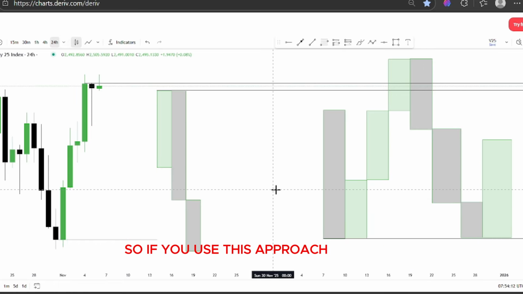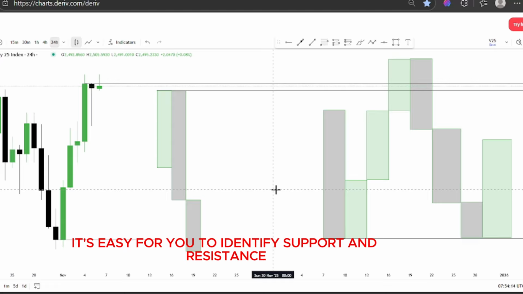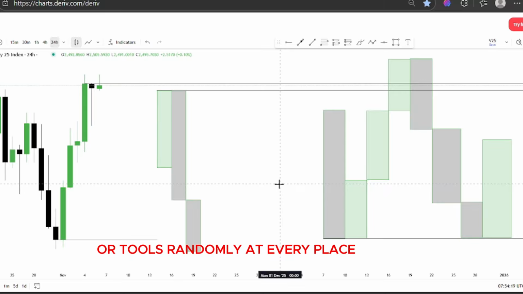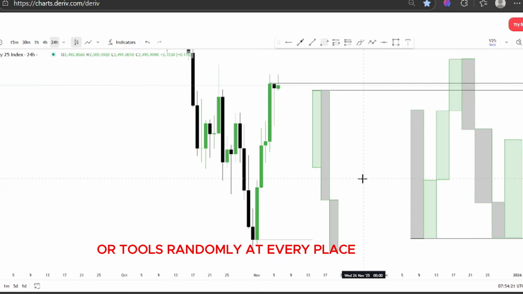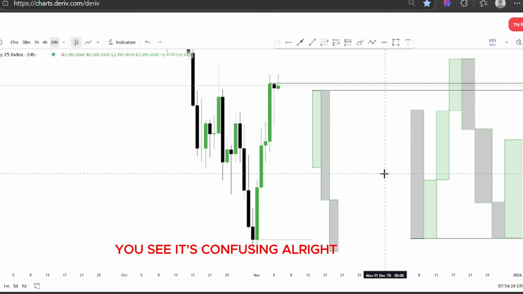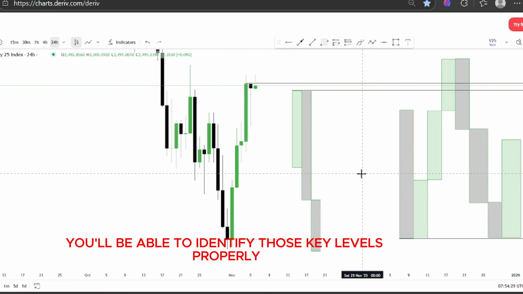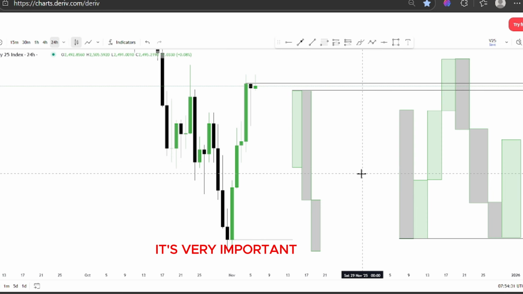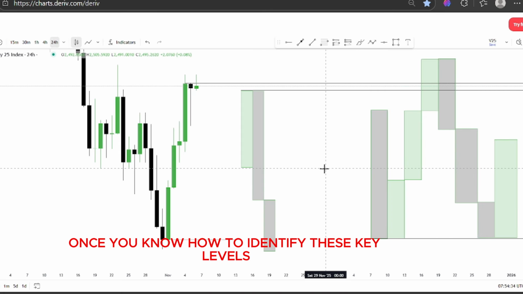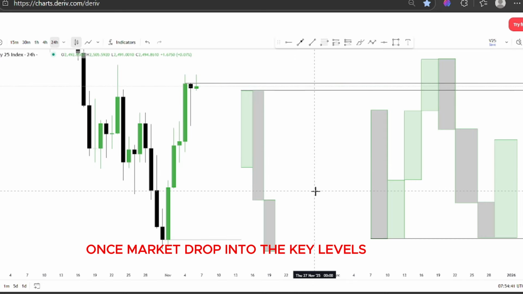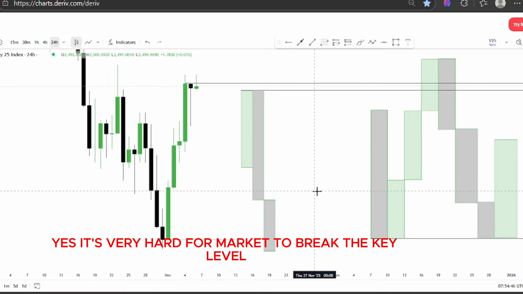So if you use this approach, it's easy for you to identify support and resistance, to know those key levels. You don't just put your tools randomly at every place you see. Sometimes it's really confusing, but with this approach, you'll be able to identify those key levels properly. Once you know how to identify these key levels, it's easy for you to know how to trade, to do your analysis. So once the market drops into the key levels, it's very hard for the market to break that key level.